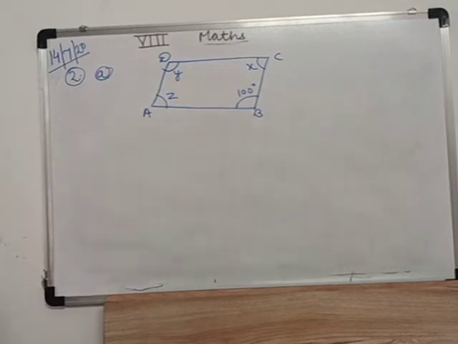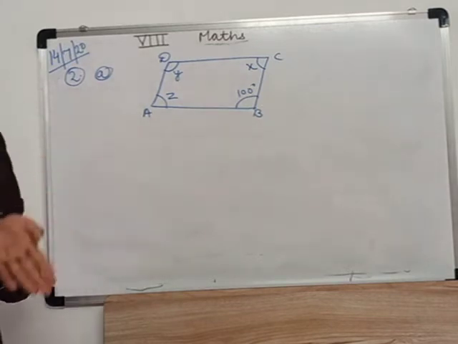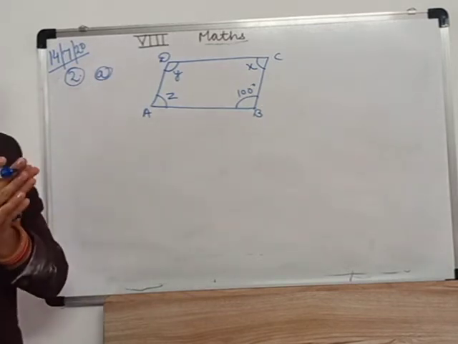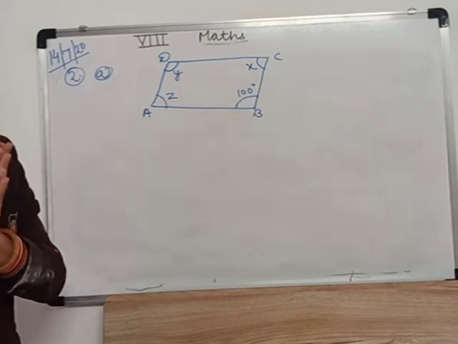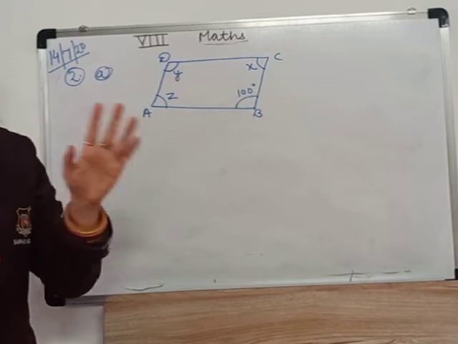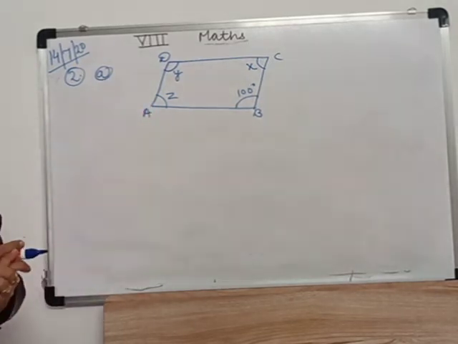Now you think, what's the property? In the property, opposite angles are equal. Sum of adjacent angles is 180 degrees. Sum of adjacent angles of a parallelogram is 180. So by using only these two properties, we can solve all the values of these unknown variables.